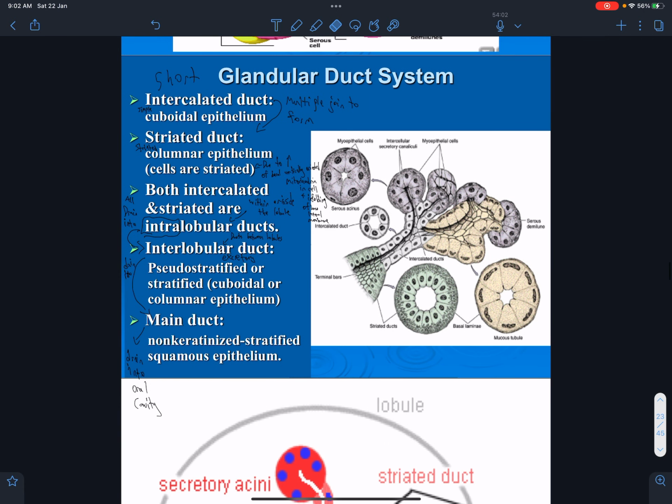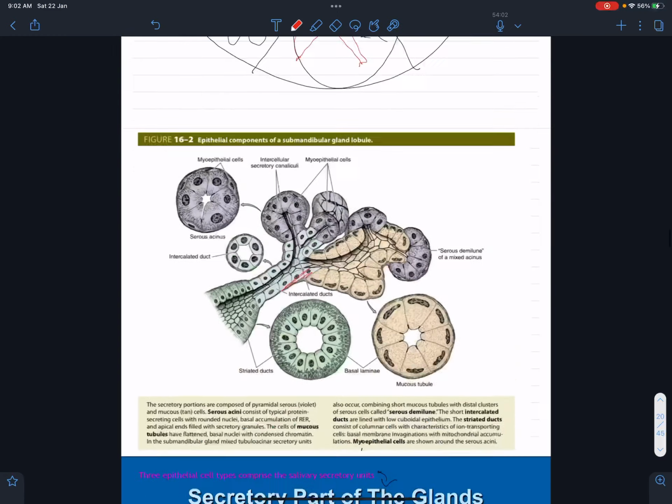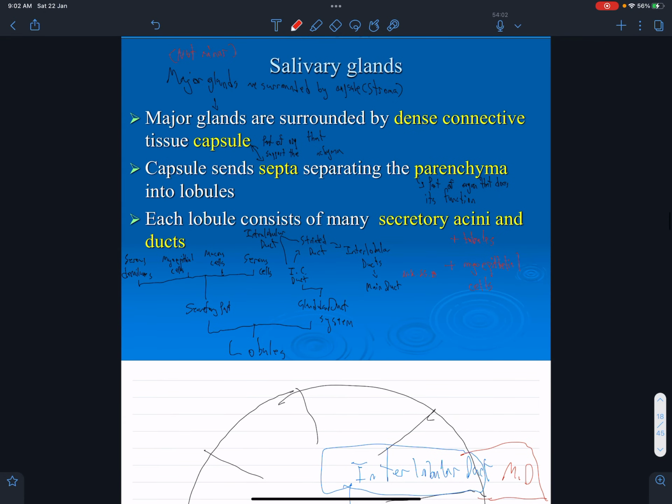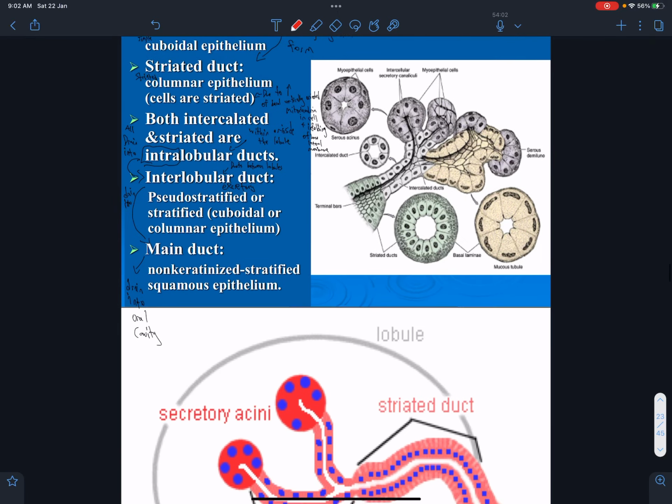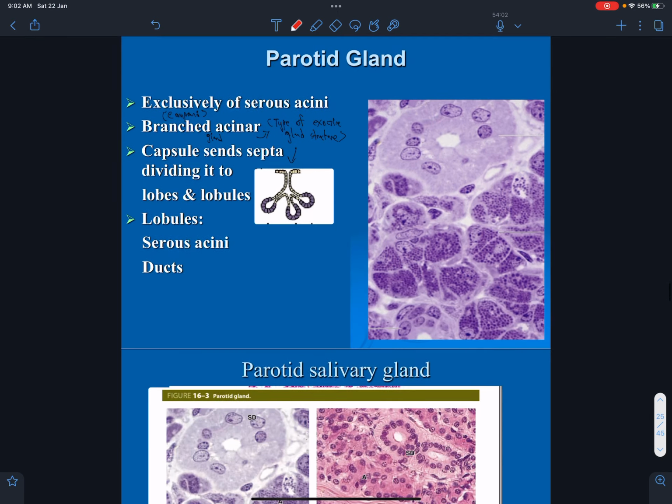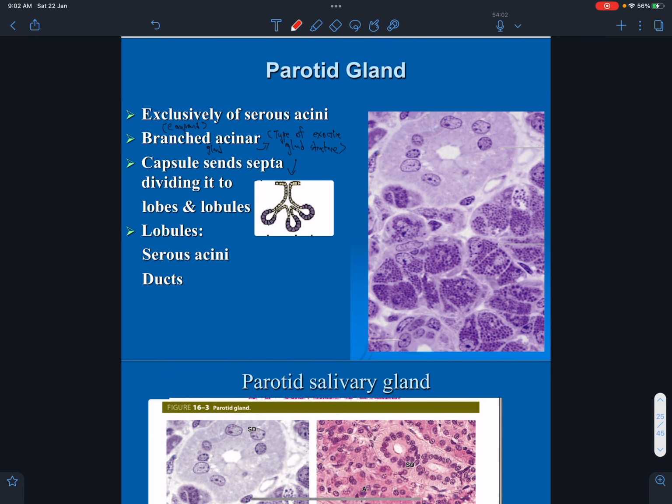And of course, here's the glandular duct system. I want you to look at it with what we've said before about what they are. And of course, here's the epithelium of your interlobular duct. Again, just memorize it like it is: pseudostratified or stratified cuboidal or columnar epithelium. So that's basically it for the main parts of the salivary glands. Now we want to go into specifics for each gland: the parotid, the submandibular, and the sublingual gland.